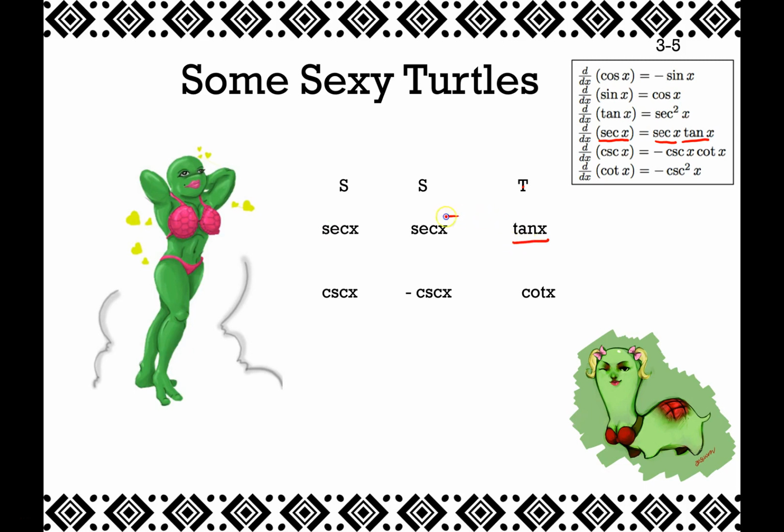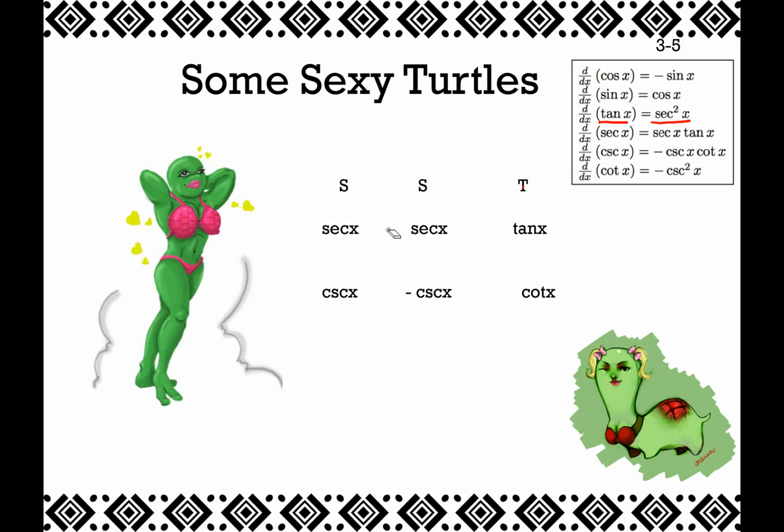Okay, what's the derivative of tangent x? Well, what are the things next to it? A secant x times secant x, or secant squared x. So let's confirm that this is true. The derivative of tangent x is secant squared x. So that gives us the derivative of tan.